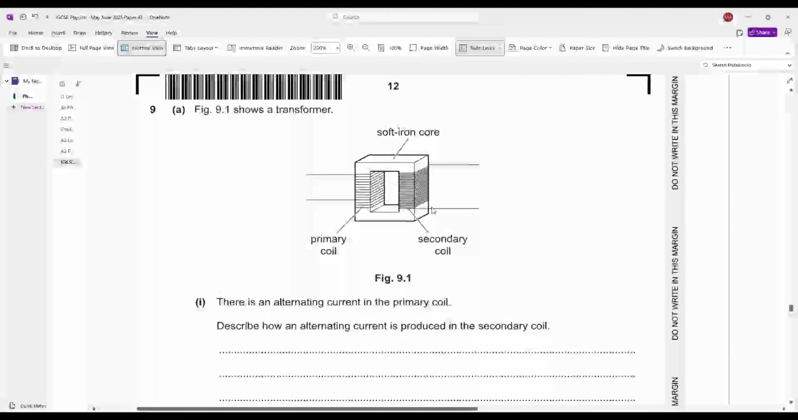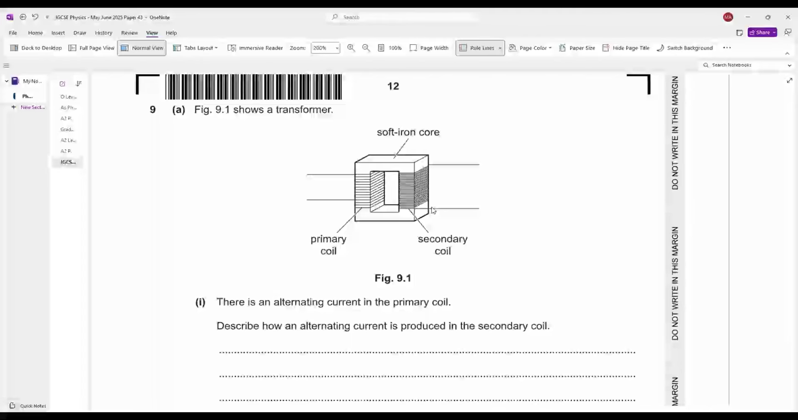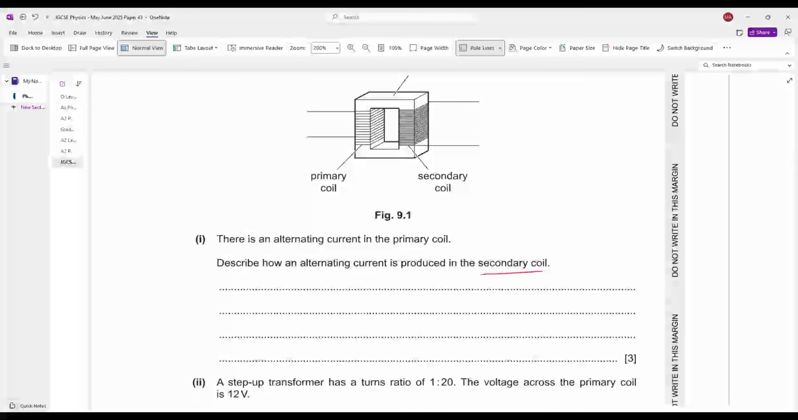Let's further move ahead. Figure 9.1 shows a transformer. Okay. There is an alternating current in the primary coil. Describe how an alternating current is produced in the secondary coil. How will you tell that? You will say an alternating current in the primary coil generates a changing magnetic field in the primary coil. This changing magnetic field cuts with the secondary coil. As the changing magnetic field cuts with the secondary coil, this generates an induced current in the secondary coil.